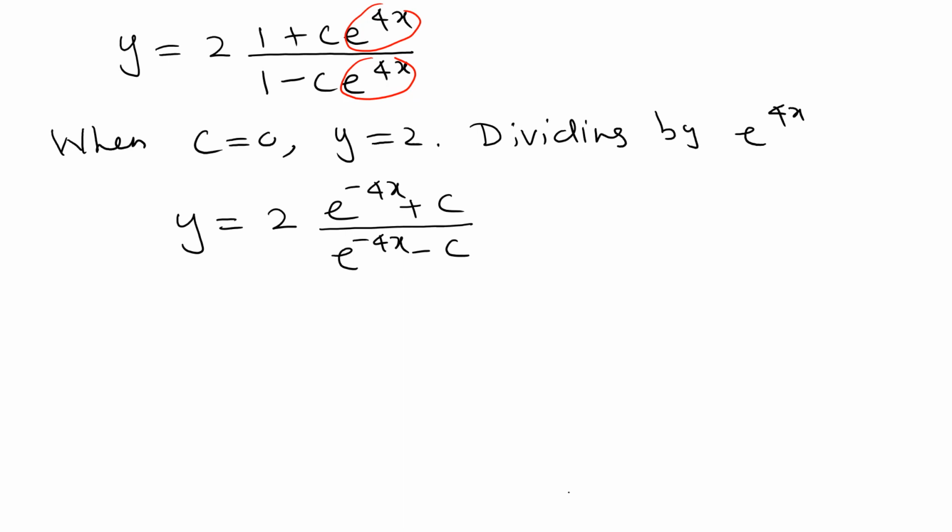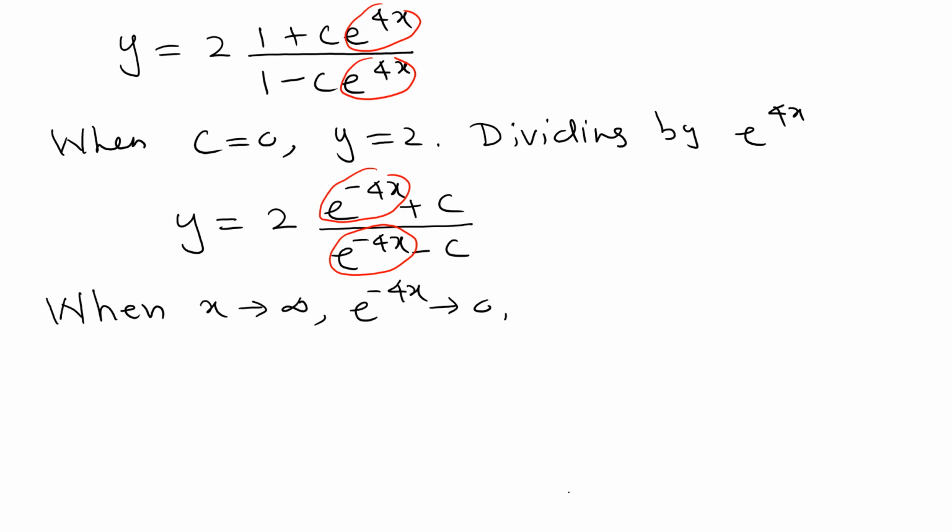So if you send x to infinity, you can see that these two terms become 0. So you get c over minus c, which is negative 1. So you get y equal negative 2, the other solution like this. So when x goes to infinity, e to the negative 4x goes to 0. Thus y goes to negative 2.